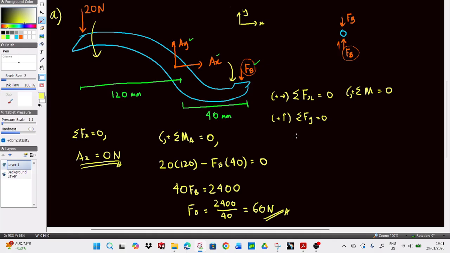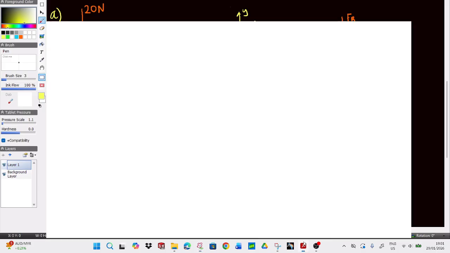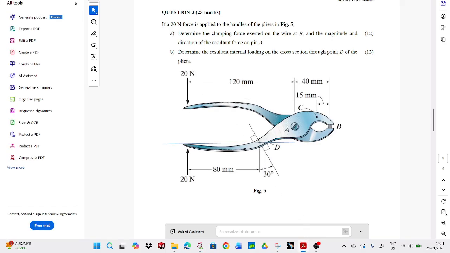Last but not least, you use your Fy. The summation of Fy equals 0, so in this case it's simply negative 20 plus AY minus 60 equals 0. So AY is just 20 plus 60, so 80 newtons. This is your answer: AX is 0 newtons, FB is 60 newtons, and AY is 80 newtons. Let me just double check and see if I got everything right so far.